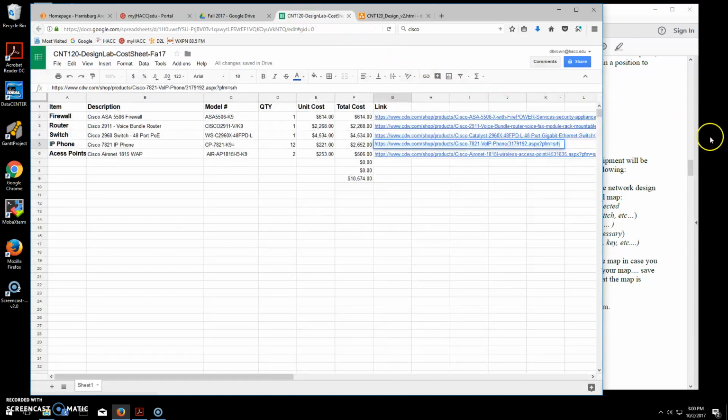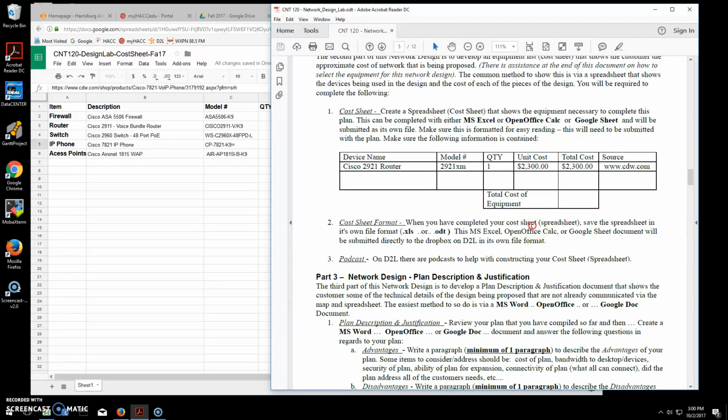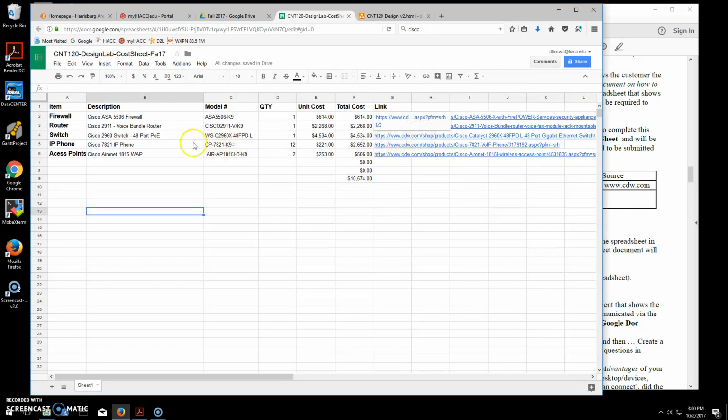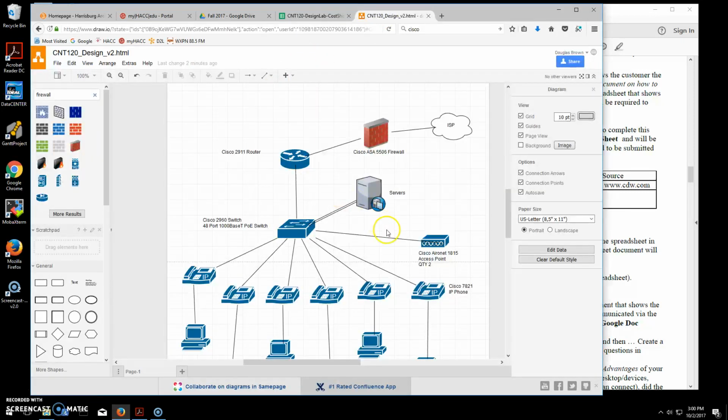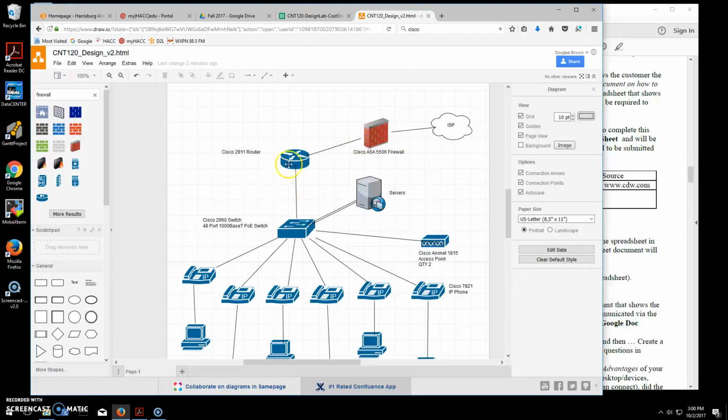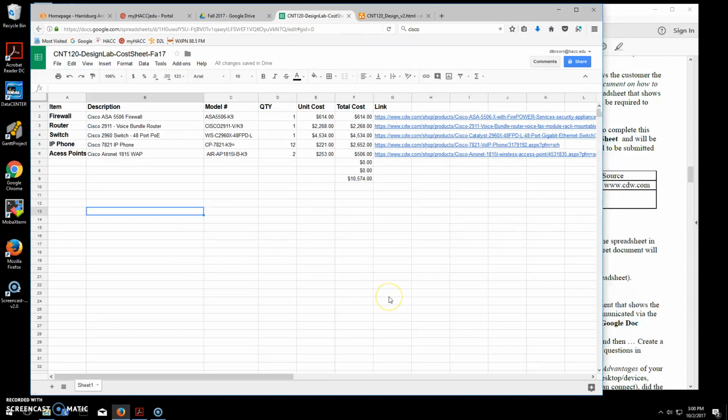We then came back and did the cost sheet where we looked up the model numbers of all the pieces of equipment and the cost of them and links and all that jazz. We also made sure that model numbers here were reflected over here and vice versa. So these two should be agreeing with equipment, model numbers, prices, all that stuff.